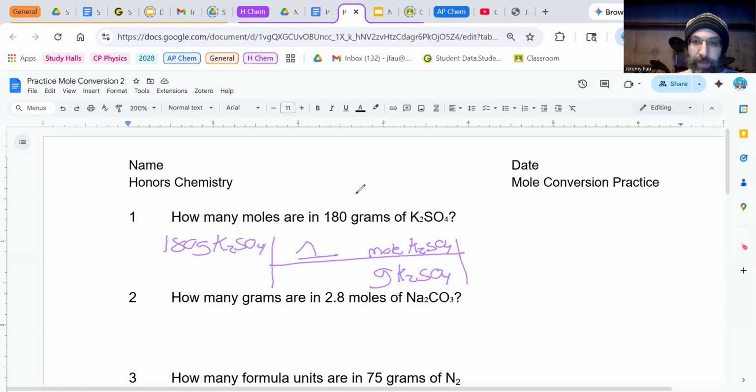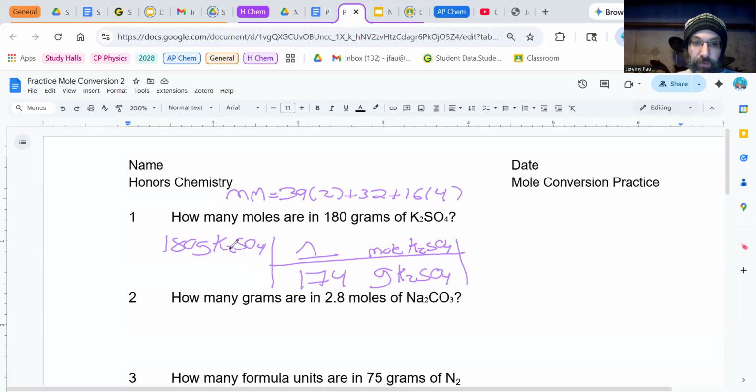All right, so we're going to do the molar mass up here. So molar mass. Well, potassium is 39, but there are 2 of them. That's 39 times 2. Sulfur is 32, and then plus 16 times 4, because there are 4 oxygens. So if we do this math, we're going to get 174 grams. So there are 174 grams of potassium sulfate in 1 mole of potassium sulfate.